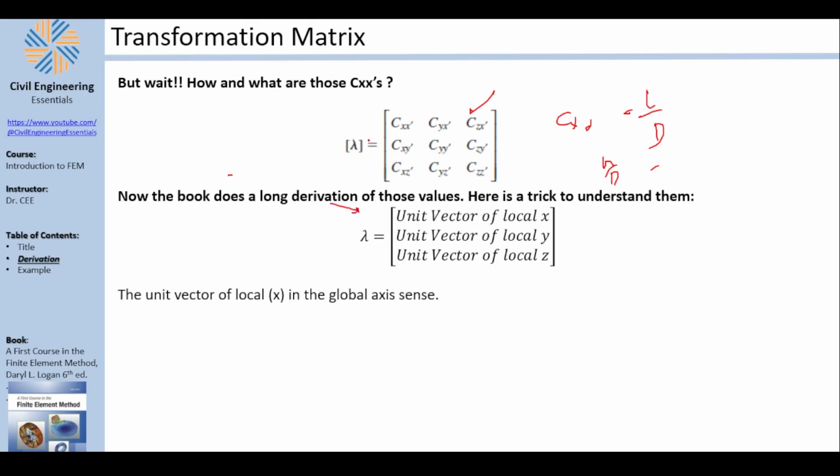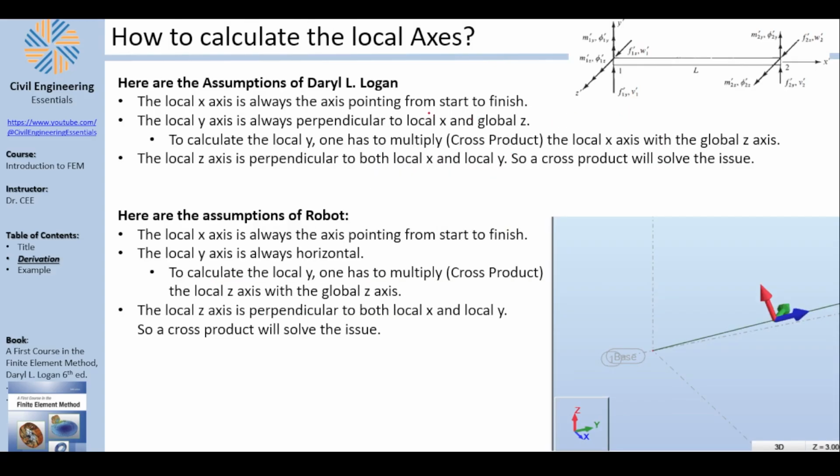The idea of this lambda is basically that the first row represents the unit vector of local X. The second row represents the unit vector of the local Y. And the third row represents the unit vector of the local Z. So the unit vector of local X in the global axis sense. But wait, I'm talking about the local axis, but I have not talked about what the local axis look like. Allow me to show you. In this book, he assumes the local x-axis to be from the start to the finish. He assumes that the local y is always perpendicular to local x and global z.